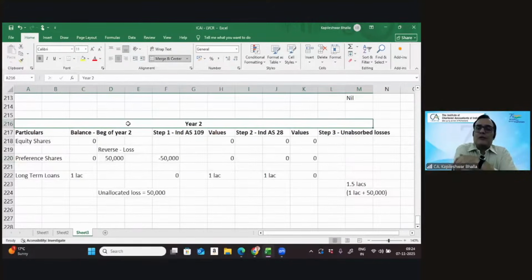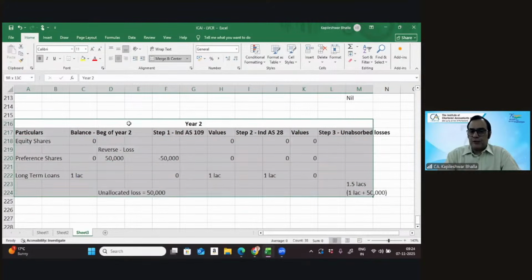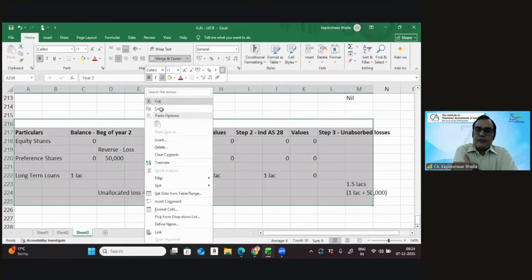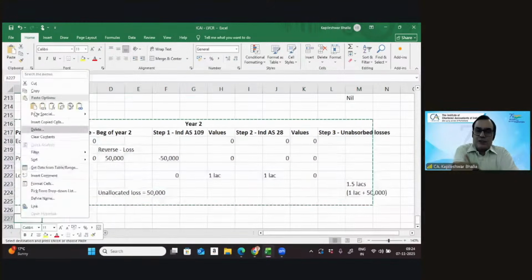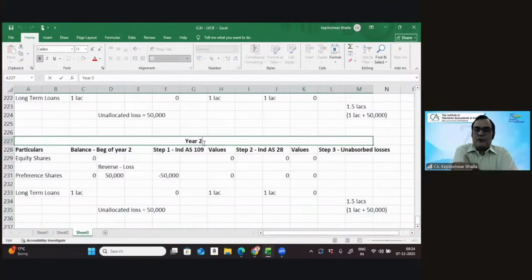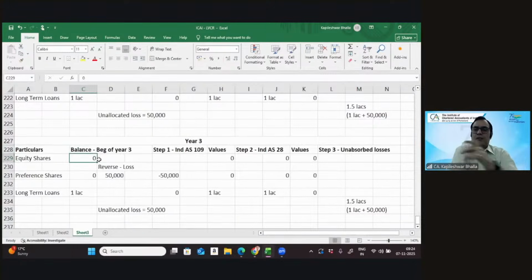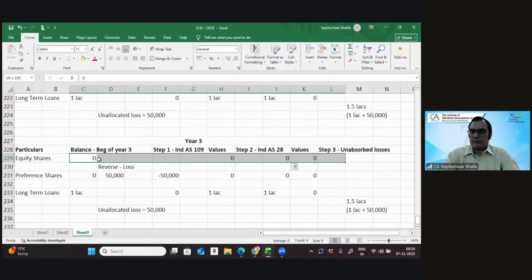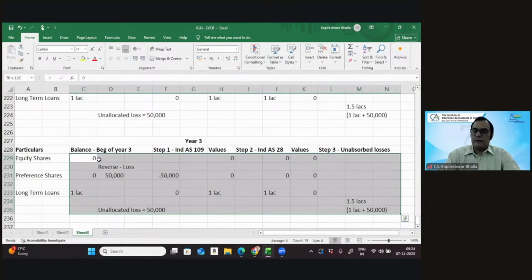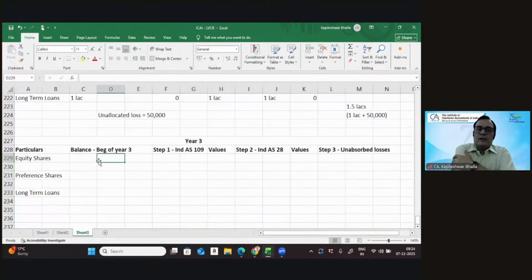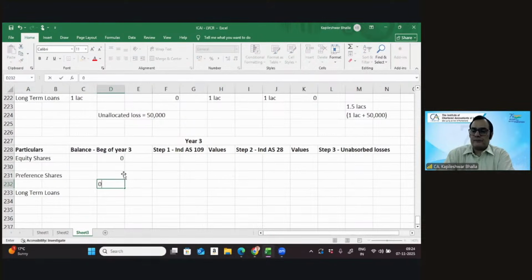Let's go to the year number 3. Let's pick up this information. Again, copy and paste. And let's go to the year number 3. This is year 3. This is balance at the beginning of year 3. Let's pick up the data. So first of all, the balances at the beginning of the year is 0 all throughout. There are no balances in the investment.